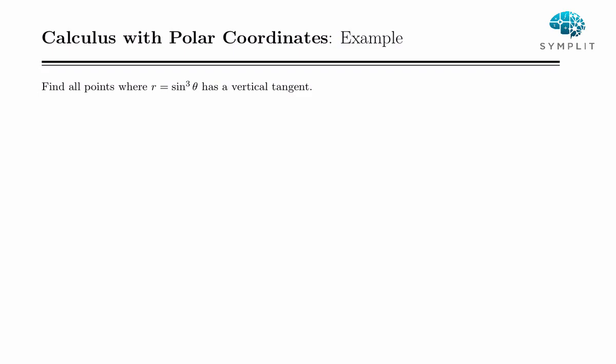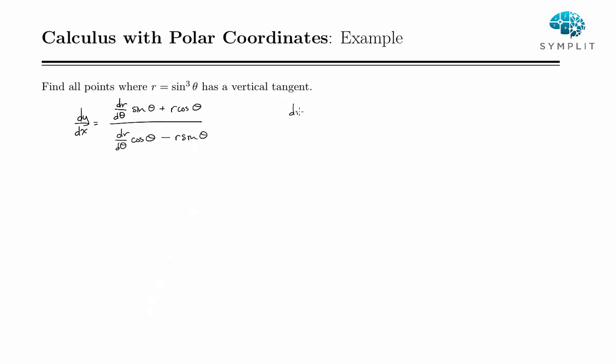To have a vertical tangent, we want our slope to be undefined, so our derivative. So dy/dx for polar curves is dr/dθ times the sine of θ plus r times the cosine of θ, over dr/dθ times the cosine of θ minus r times the sine of θ.